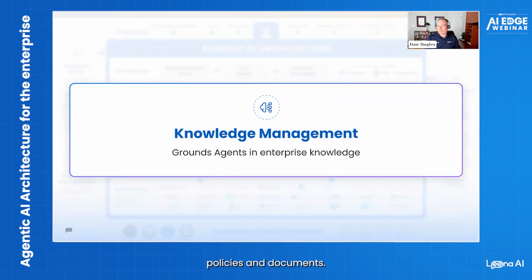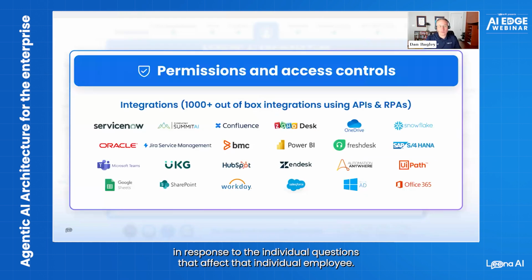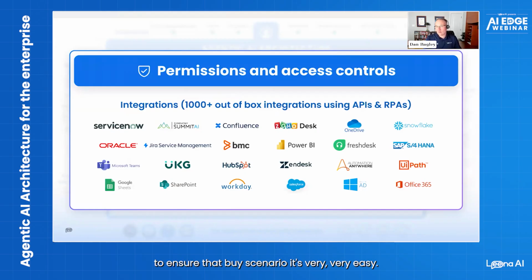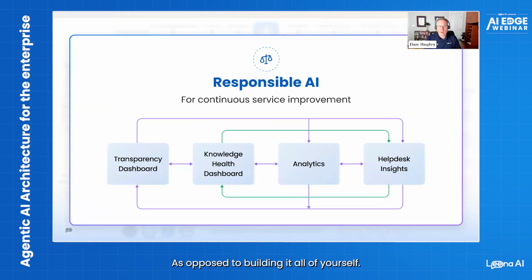It's important to have knowledge-specific agents that can source policies and documents, again respecting permissions, getting back to the earlier point of ensuring that knowledge is only used in response to individual questions that affect that individual employee. And then leveraging pre-built integrations, really important here. All of these systems have legacy APIs, REST, webhook, SOAP APIs that can be used to actually perform agentic action on your behalf. So ensuring that your agentic solution has a pre-built library of integrations is really, really important to ensure that the buy scenario is very, very easy as opposed to building it all yourself.